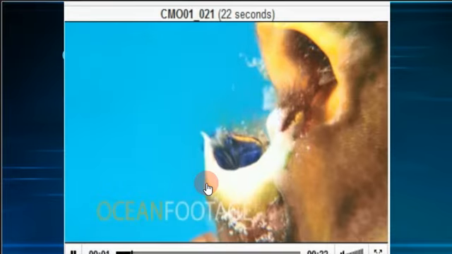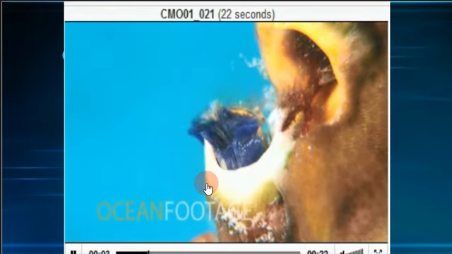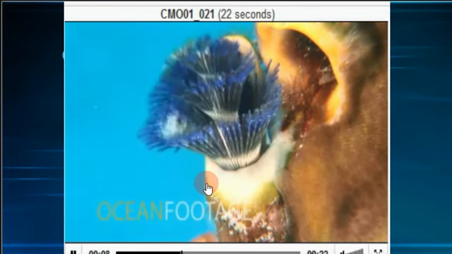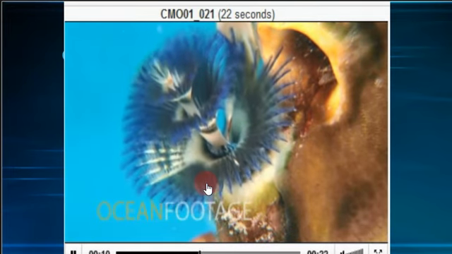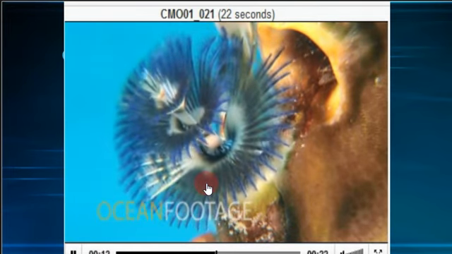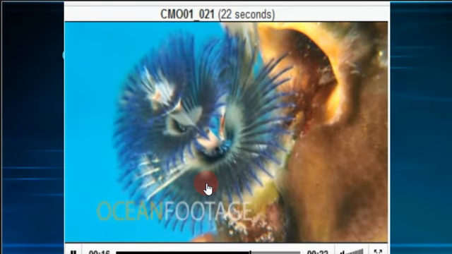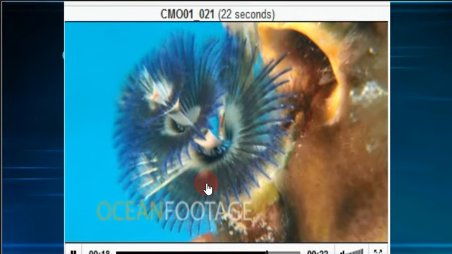So notice it was hiding down there. Now its mouth parts are coming out. There it is, and there's our Christmas tree. So in times of stress, it can back itself back into that little substrate there and be protected.